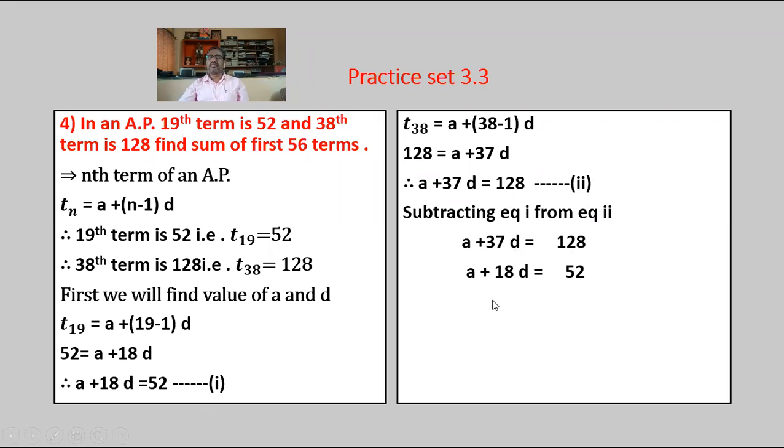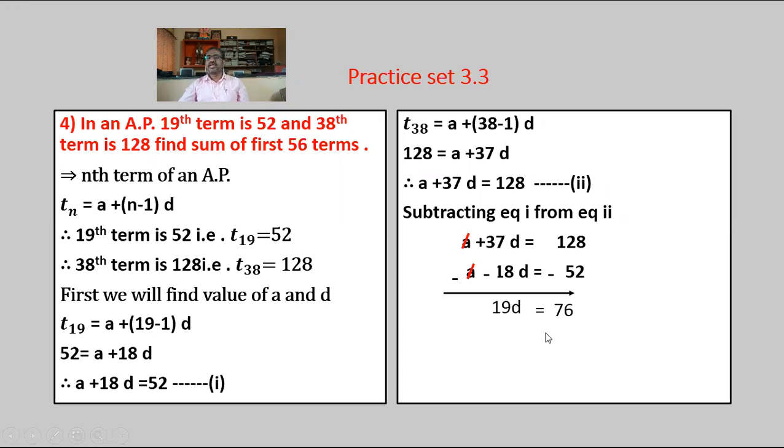Therefore, in the subtraction of these equations, plus minus is a minus, and here also plus minus is a minus. Hence, plus a minus a gives 0. 37 minus 18 is equal to 19d, and 128 minus 52 is equal to 76. Therefore, 19d is equal to 76.